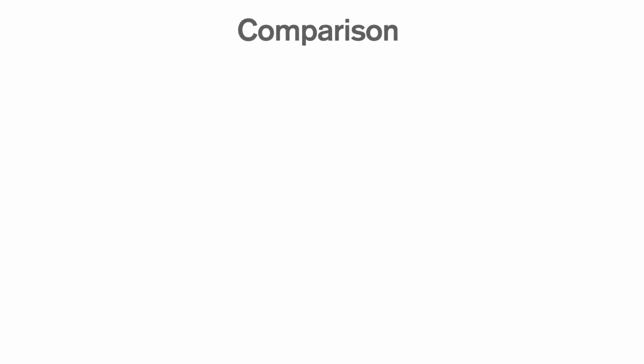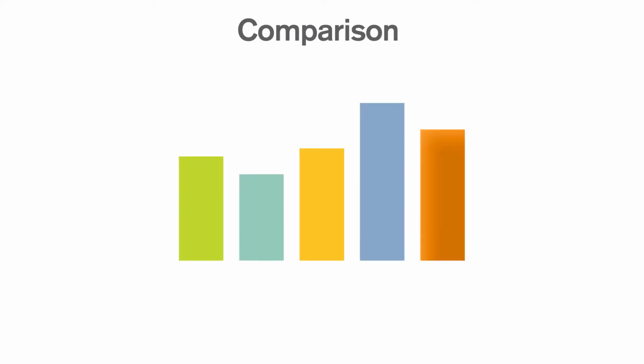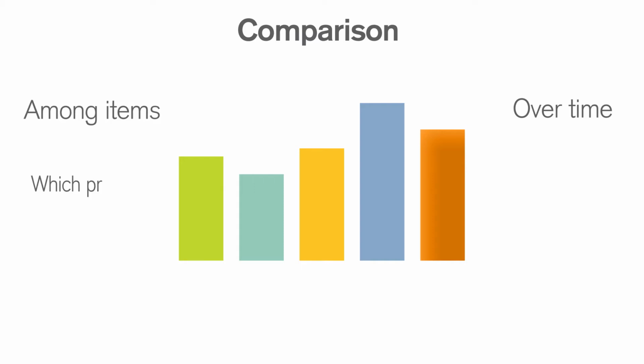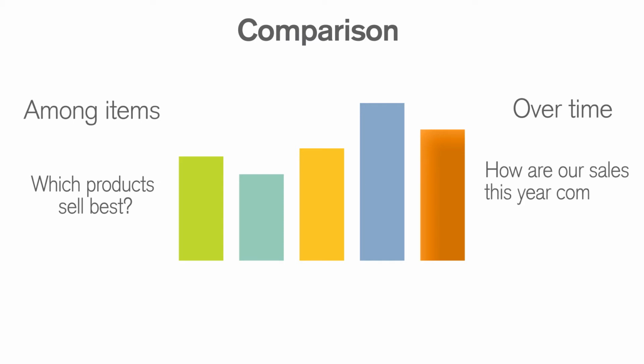Comparison charts are used to compare the magnitude of values to each other. They can be used to easily find the lowest and highest values in the data. Comparisons can be among items and over time. Comparison among items can answer questions such as, which products sell best? Comparison over time can answer questions like, how do our sales this year compare with previous years?